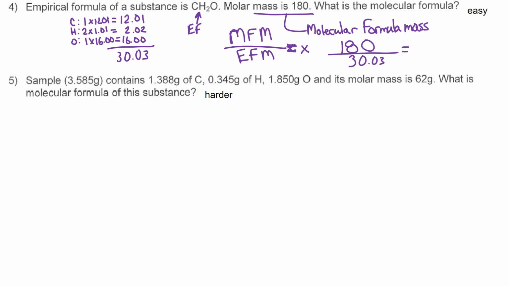What do I get from my multiplier? So this is just going to be a whole number because I'm just multiplying it by the subscripts. I can't have a decimal for subscripts. So now I get a multiplier of 6. So what should my molecular formula be? C6H12O6, 6 times 2. So it goes to the whole thing.